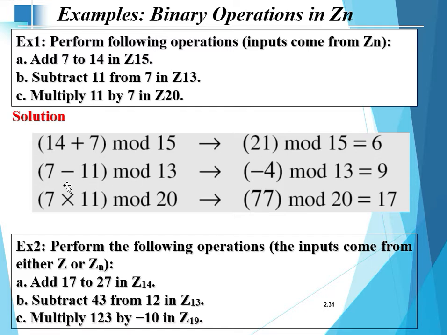Similarly, if we do the mod, we see the second example where they mention subtract 11 from 7 in Z_13. You have to subtract 11 from 7 mod 13, which gives negative 4, mod 13 equal to 9. Previously we saw that we use the formula n = q × m + r, which will give the result if there is any negative number.